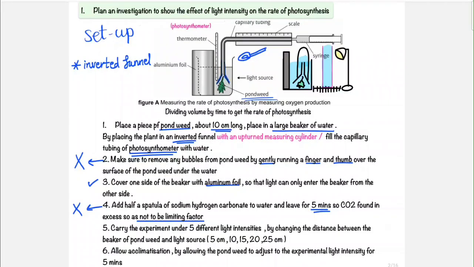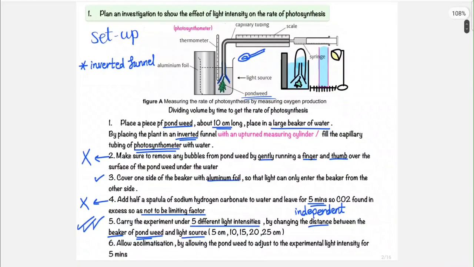Carry out the experiment under 5 different light intensities. That's of course one of the most important points that I have to mention, my independent variable. And that's by changing the distance between the beaker of pondweed and the light source. And one of the most important points also is acclimatization, by allowing the pondweed to adjust to the experimental light intensity. Whenever I mention anything, like the independent variable, I'm going to talk about the acclimatization because it's as important as everything else. Okay?